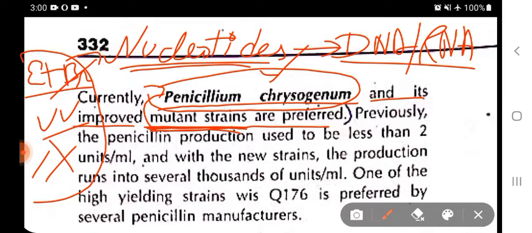We are mutating the nucleotide sequence within the Penicillium chrysogenum so as to make an improved quality of Penicillium chrysogenum, right? And that has more capability of production of penicillin during the fermentation process.